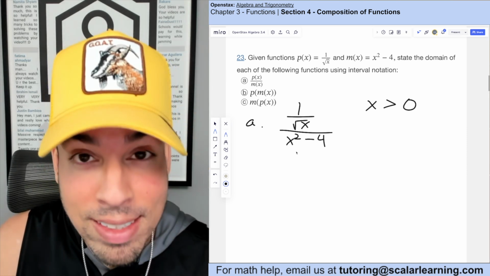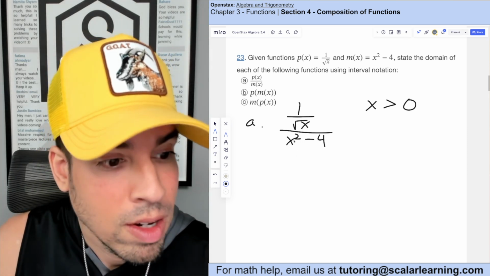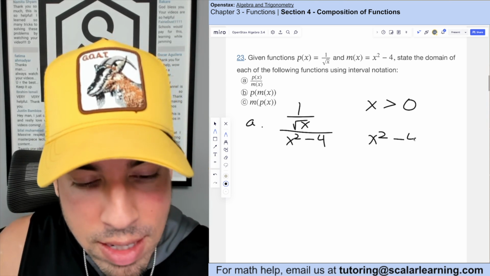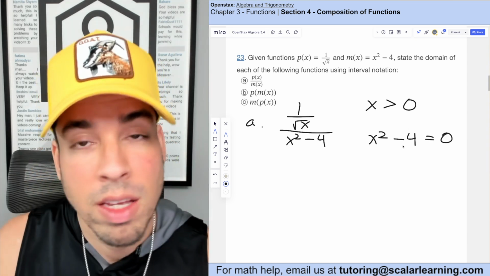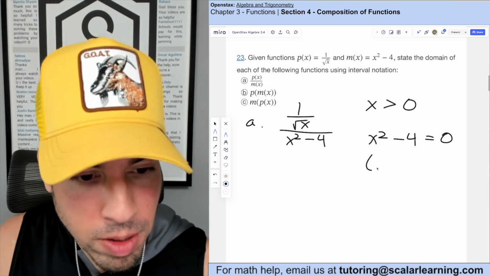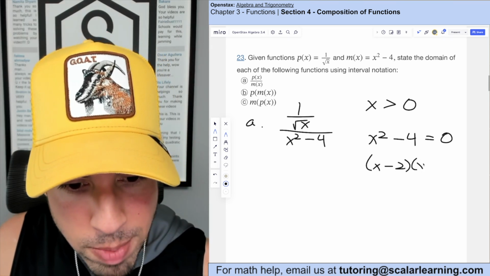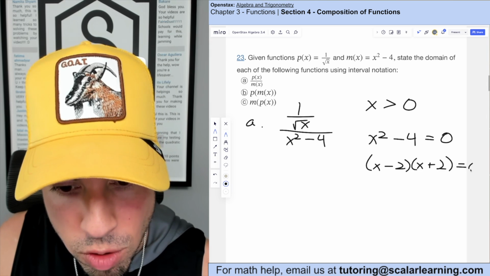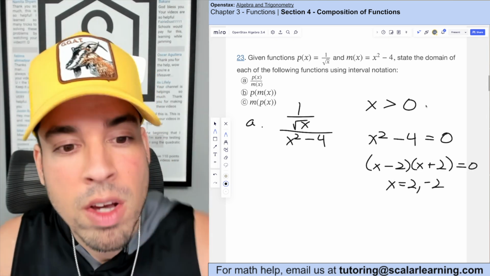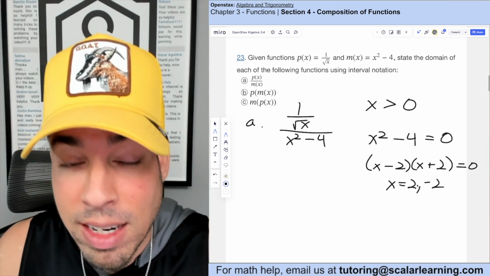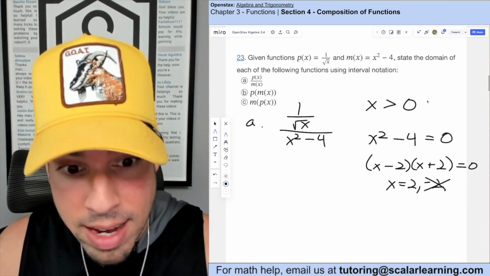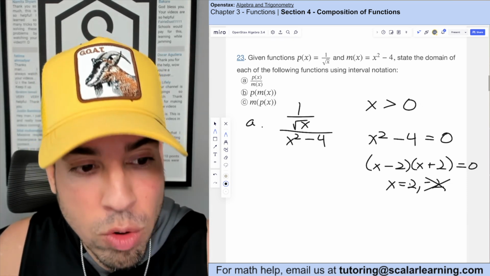And then in this second denominator, we've got another denominator. This whole thing cannot equal 0 as well. So I'm going to set this equal to 0 for the time being, and whatever we get when we solve this, those are going to be restrictions as well. So I'm going to factor this as a difference of squares: x minus 2, x plus 2 equals 0. This gives me values of 2 and negative 2. So x has to be greater than 0, and it cannot equal 2 or negative 2. Now, negative 2 is already accounted for by the fact that we're saying x is greater than 0. But the 2 we have to account for.